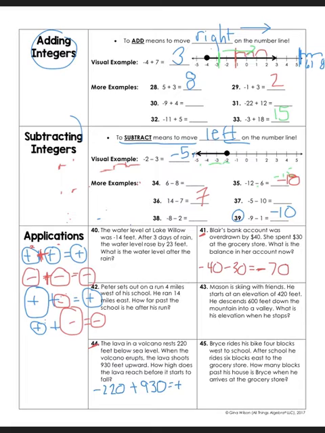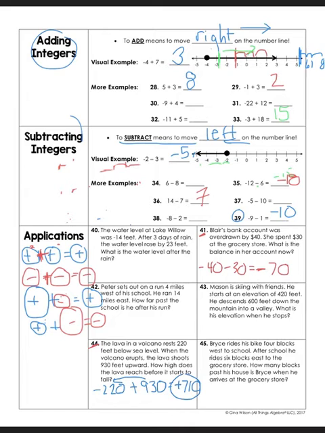So I'm going to take 930, the positive number, and I'm going to subtract 220. And 930 minus 220 is going to be 710. So it's positive 710 because I took 930 and I subtracted 220. So I'm going to do one more.